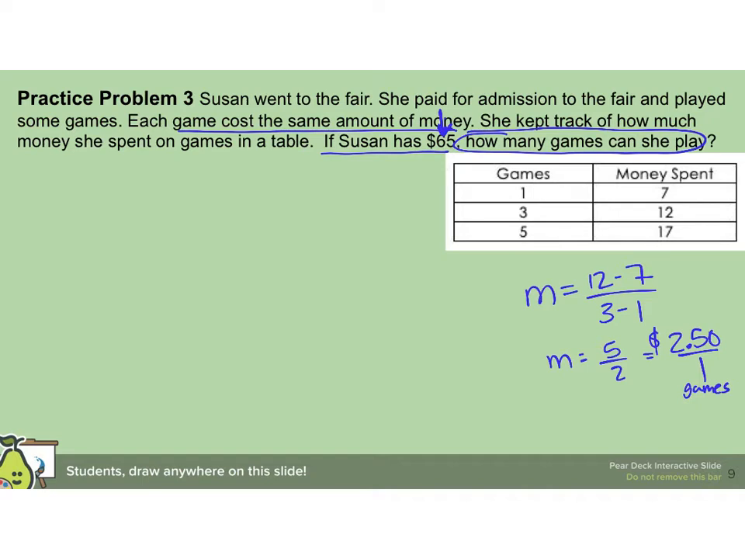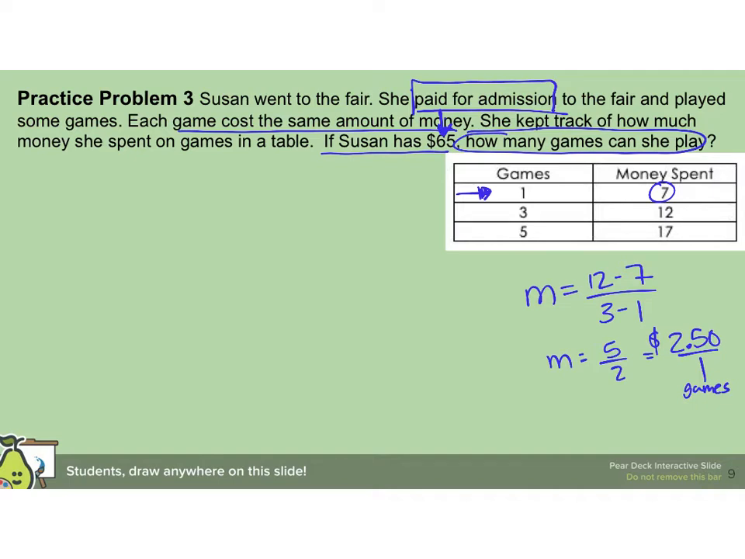All right. So I need the initial value, because if you look at the table, it says one game is $7, and that's not true. One game is $2.50. So then why did she pay $7 for the first game? Well, she didn't, because she paid for admission. All right? So the initial value is going to be the price of admission.